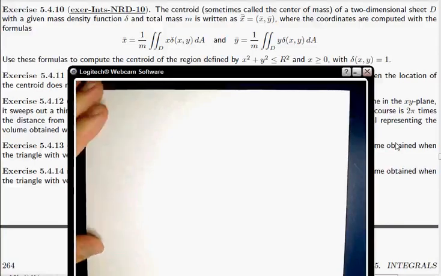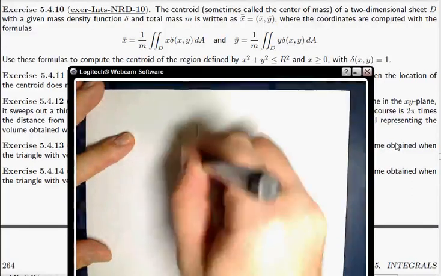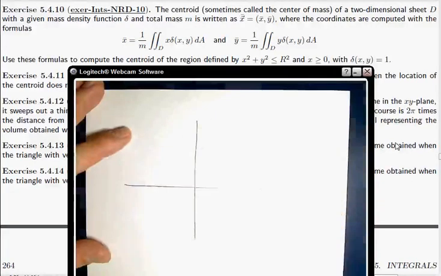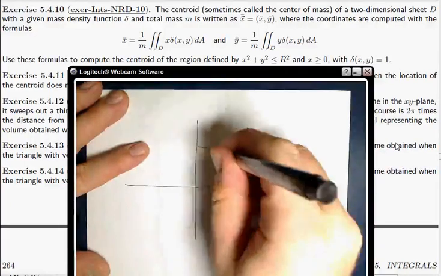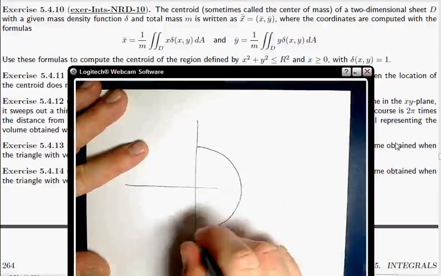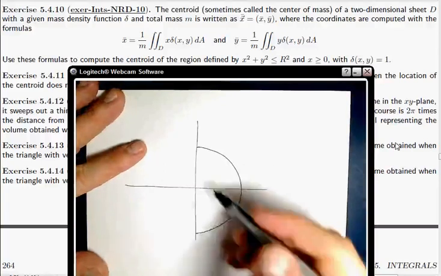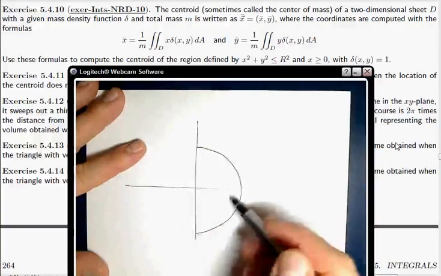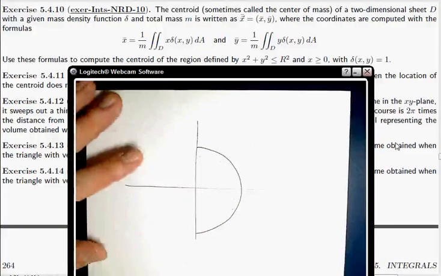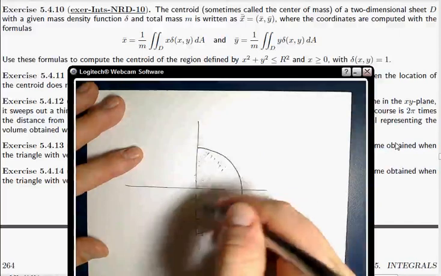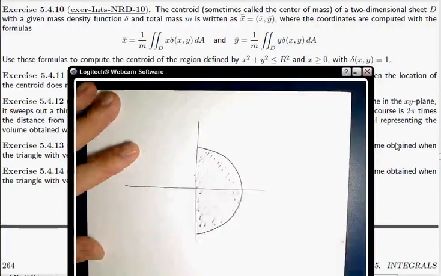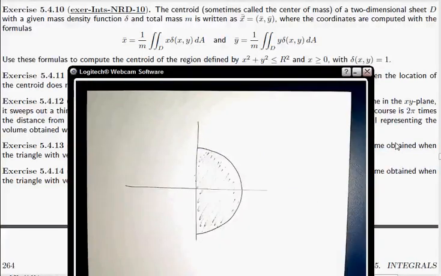Okay, so given these formulas, the specific problem is to compute the centroid of this particular region. We'll see x squared plus y squared less than or equal to r squared. So it's part of this disk of radius r, but specifically, it's just the part where x is greater than or equal to 0. So it's just this here. It's just that. Cool?